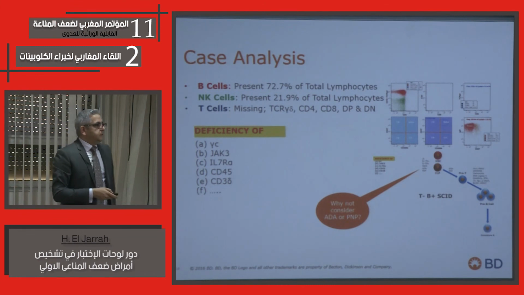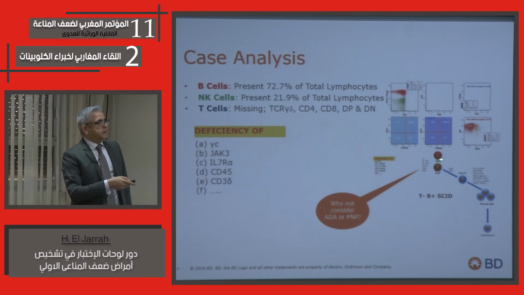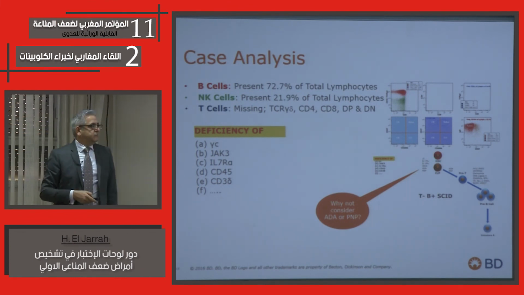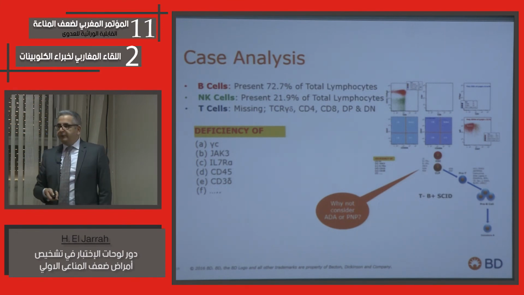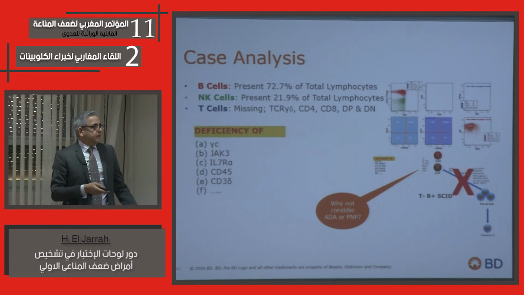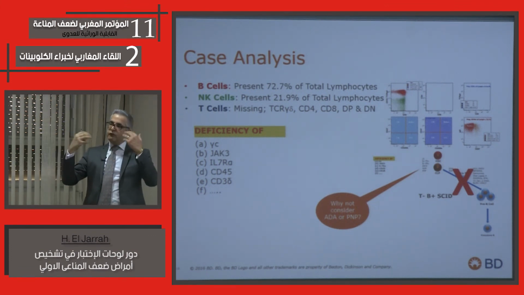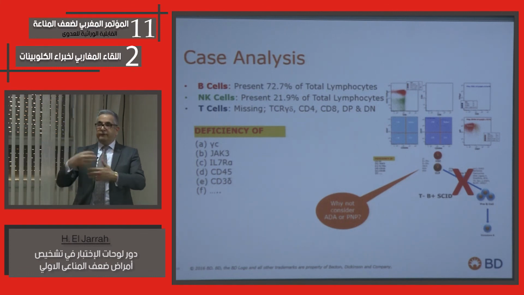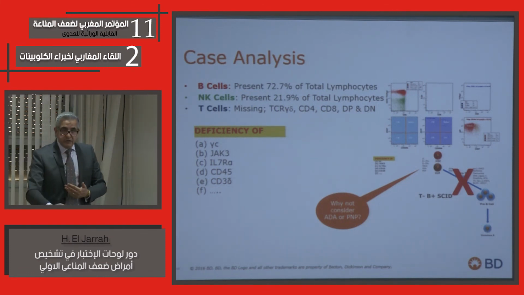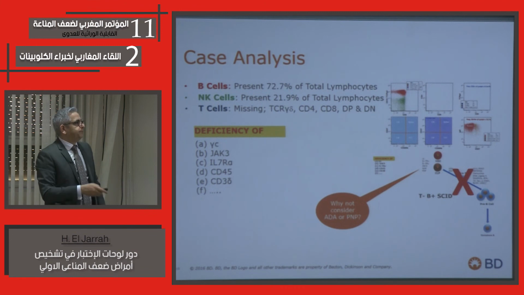Now, why did we not consider ADA or PNP? I mean, it is part of the mediators that lead to T cell development. Why do we not consider ADA or PNP? Exactly, because there are B cells. If the deficiency was in ADA or PNP, we would not have B cells. So again, this is how you use your knowledge of development and maturation in narrowing down on the root cause of the problem.